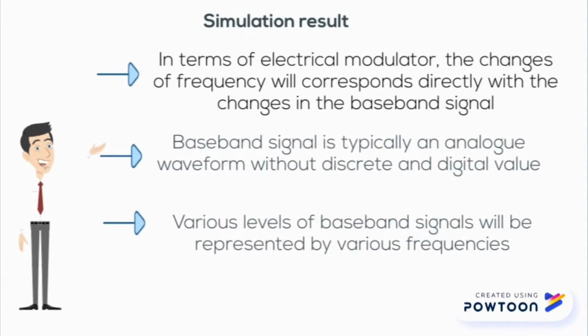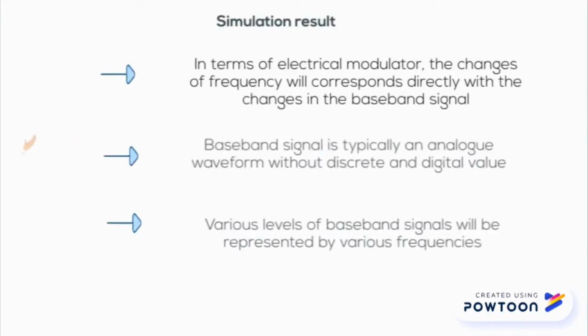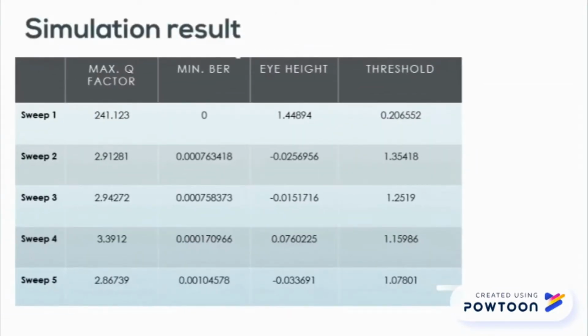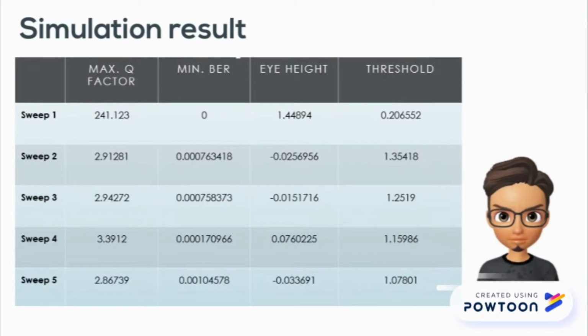In this simulation, the distance is the testing variable to test the bit error rate, BER, Q factor, I high, and threshold value. The baseband signal is typically an analog waveform without discrete digital value. Various levels of the baseband signal will be represented by various frequencies. As shown in the result, the table from the simulation produces a different bit error rate, Q factor, I high, and threshold value.